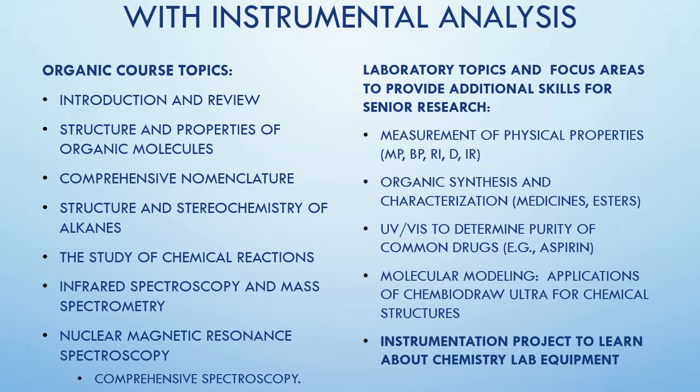And we also learn about the instruments that are in the chemical analysis lab. In the lab, we'll do a variety of different labs that focus on how to determine physical properties, how to do organic synthesis and characterization of molecules, and also doing UV-vis spectroscopy to determine the purity of certain types of chemicals or drugs. One example there could be determining the purity of aspirin that you make in the lab.